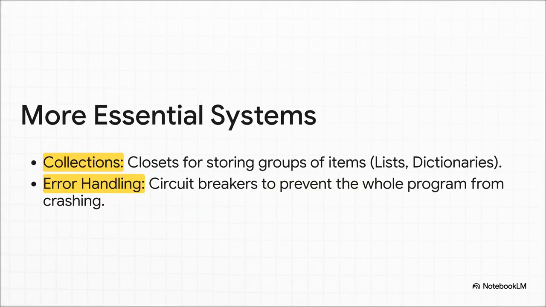And to round things out, we have a couple more essential systems. We've got collections. These are basically the closets and pantries of your code, places to neatly store groups of similar items. And maybe most importantly, we have error handling. This is your house's set of circuit breakers. If one appliance overloads, it just trips a breaker for that one spot instead of taking down the power for the whole house. It's a lifesaver.